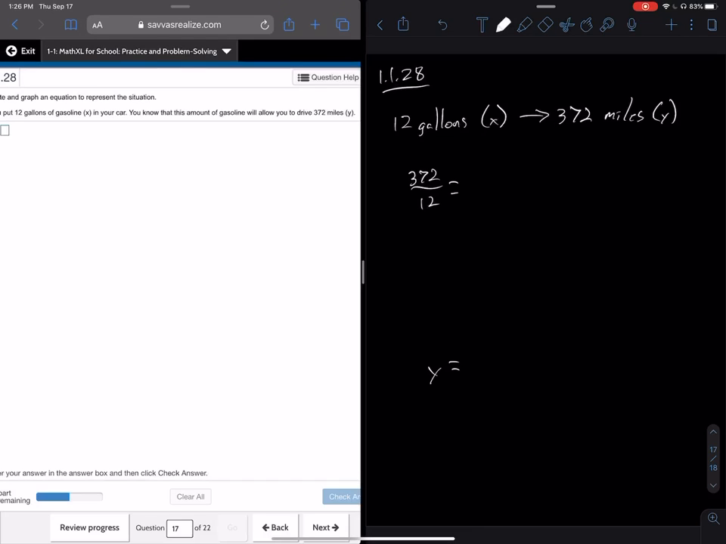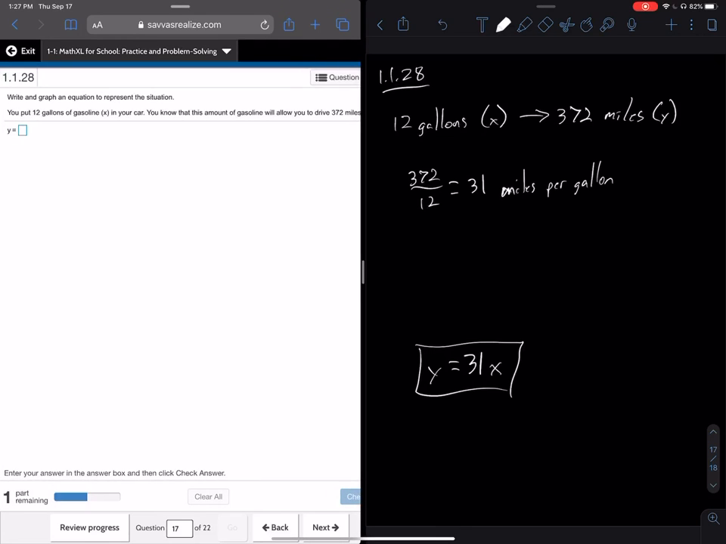And 372 divided by 12 gives me 31. So that tells me I get 31 miles per gallon. So if I'm using an X value, whatever this X value is, I can just multiply 31 times X, and that'll give me the total miles that I can travel. So that's it. That's all you need to do, just figure out a function that represents the situation.